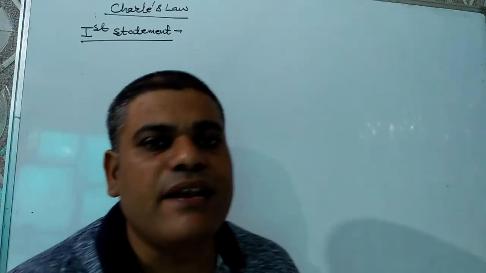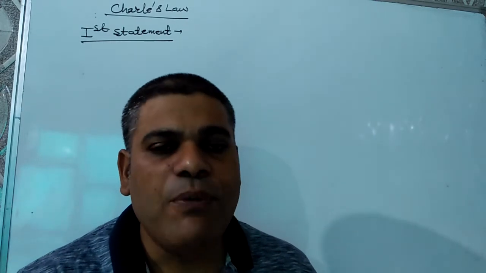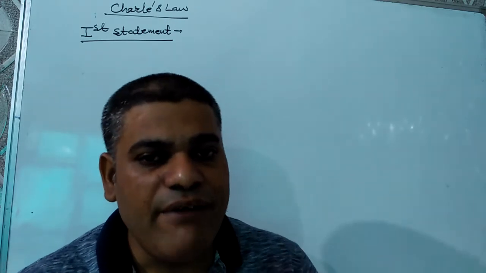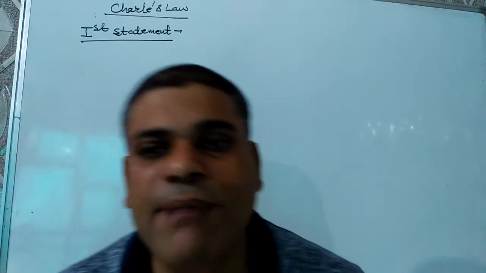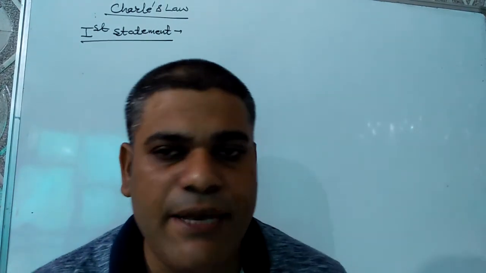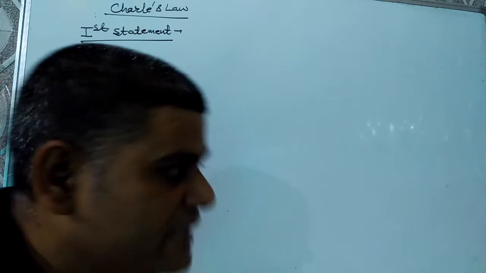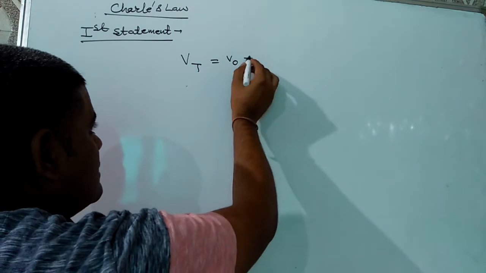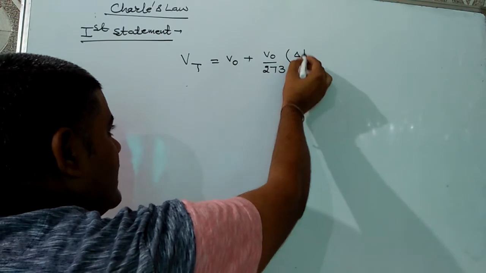if the pressure remains constant, then volume of a gas increases by 1 upon 273 times volume of gas at 0 degree centigrade for every degree rise of temperature. I am repeating, the volume of a gas increases by 1 upon 273 times volume of gas at 0 degree centigrade for every degree rise of temperature. Mathematically, it can be Vt is equal to V0 plus V0 over 273 into delta T.